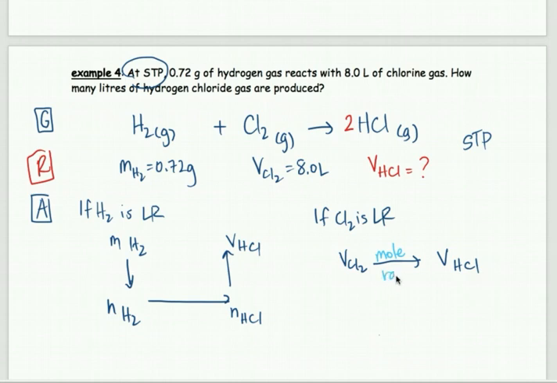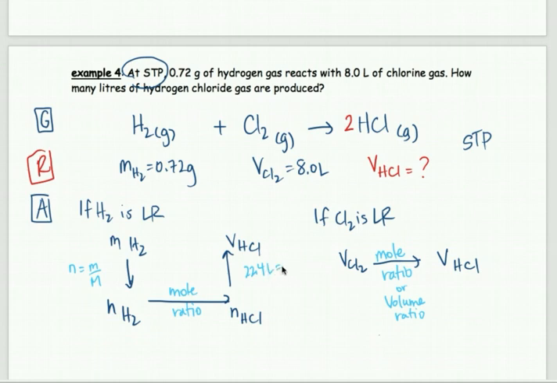In this case we can call it the volume ratio, but we're still going to use the coefficients to find the hydrogen chloride volume. For this other method, the one we've seen a lot, we use molar mass to go from mass to moles. Then the next step uses the mole ratio, using the coefficients from the balanced chemical equation. And the last step, because we're at STP, I can use molar volume, or I could use the ideal gas law, but I'm just going to use the molar volume here.